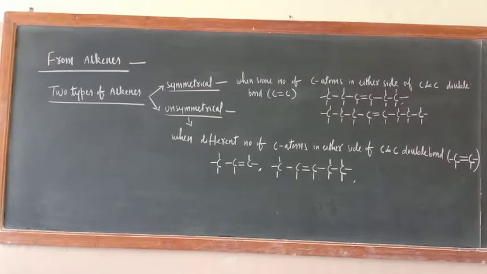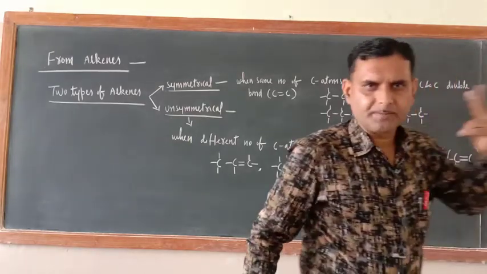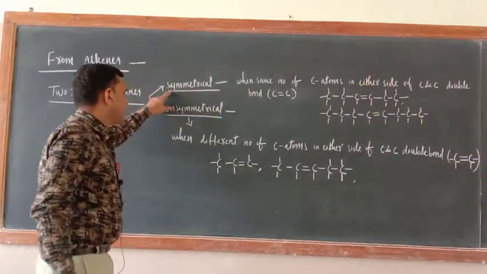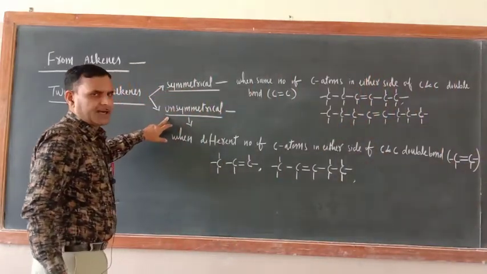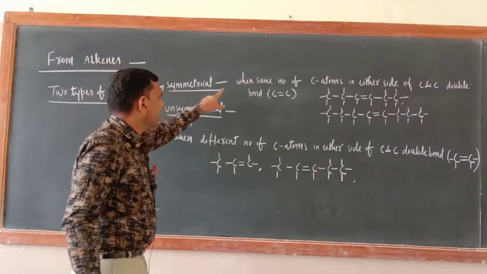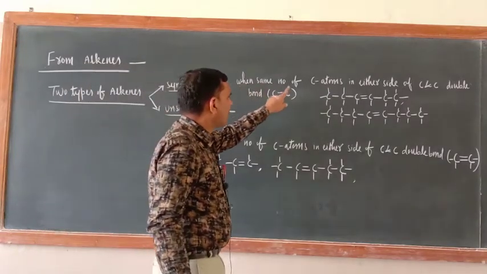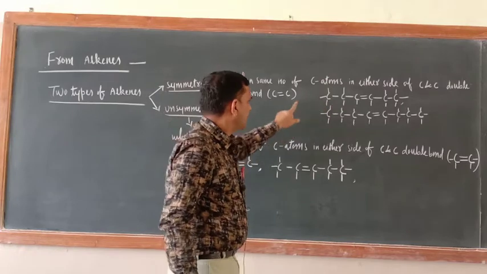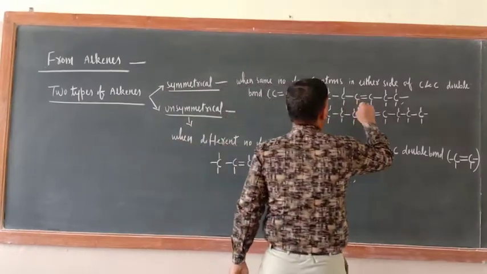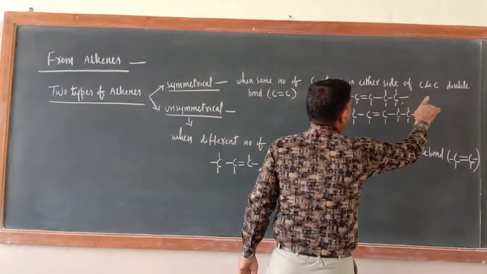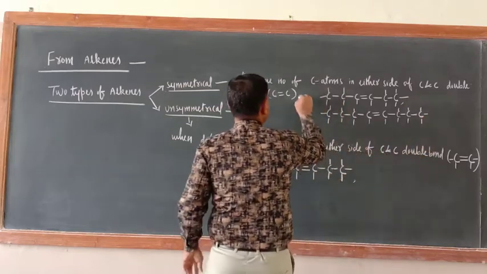Okay, so now the next method is from alkenes. There are two types of alkene: one is symmetrical alkene, another one is unsymmetrical alkene. So what is the meaning of symmetrical alkene? When the same number of carbon atoms is present on either side of the carbon-carbon double bond.